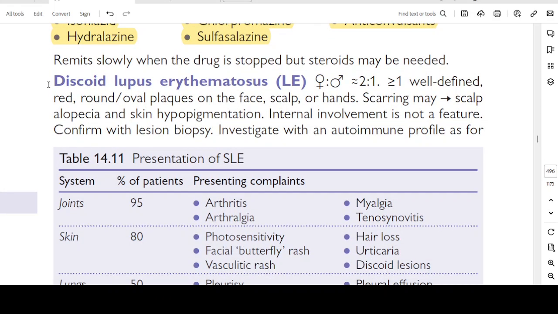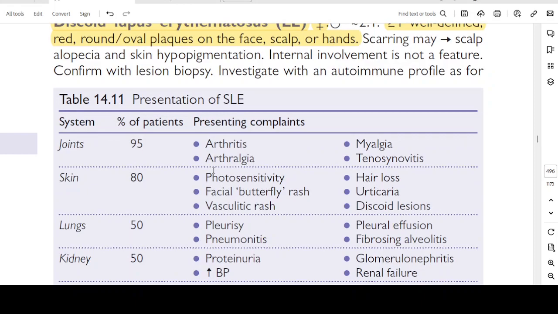Discoid lupus erythematosus. It is a skin manifestation of SLE. Again, female to male ratio is 2:1. More than one well-defined red, round or oval plaques on the face, scalp, or hands. Scarring may be seen. Scalp alopecia, skin hyperpigmentation. Internal involvement is not a feature. Confirm with lesion biopsy. Investigate with an autoimmune profile as for SLE.